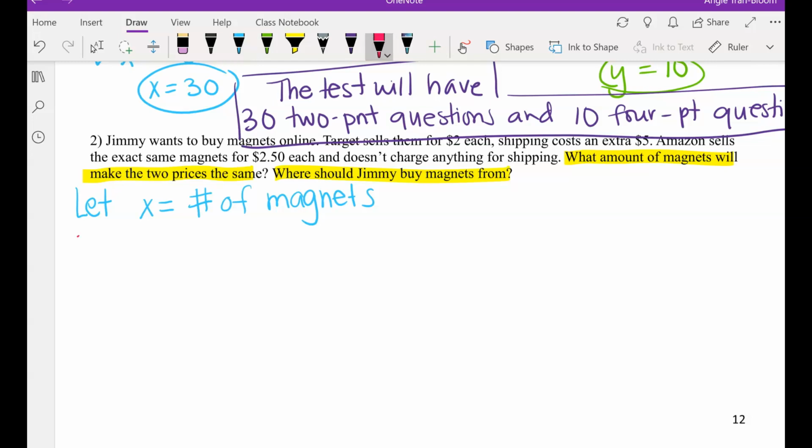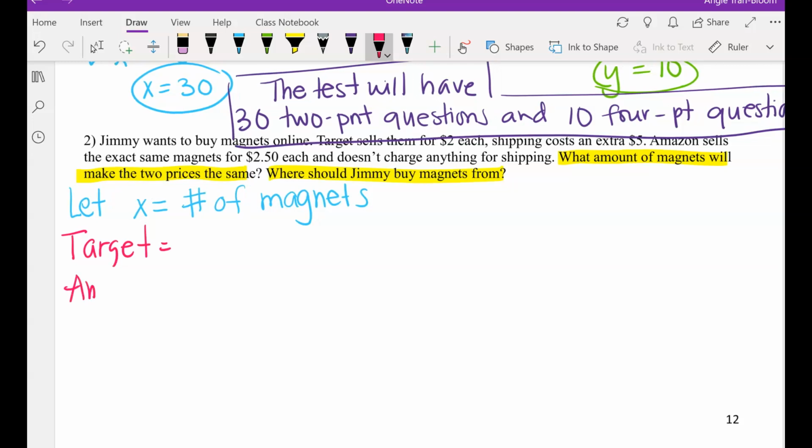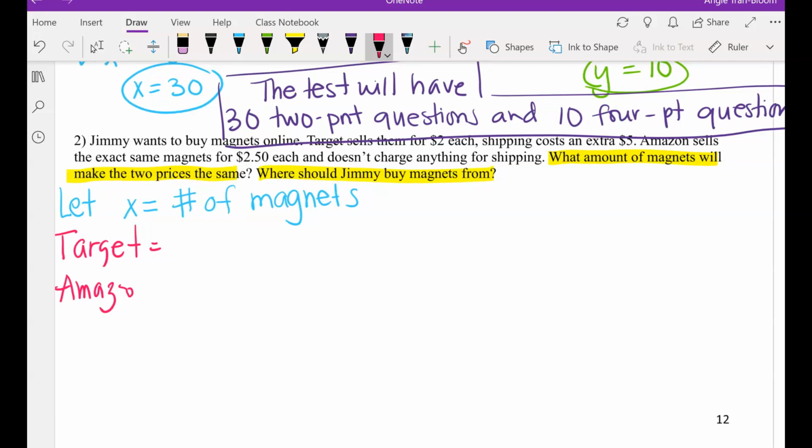So the first store in this question is Target. I don't need a variable for Target, guys. I'm just going to write Target. And the second store is Amazon. Who shops at Amazon? It's very common. You have Amazon Prime, there's no shipping. Would you agree?